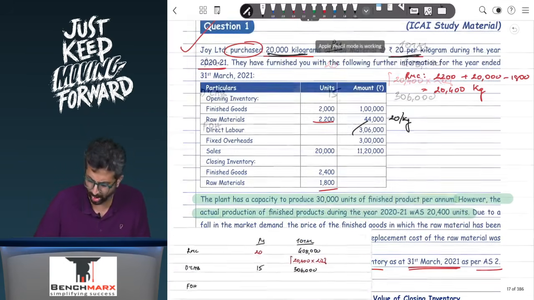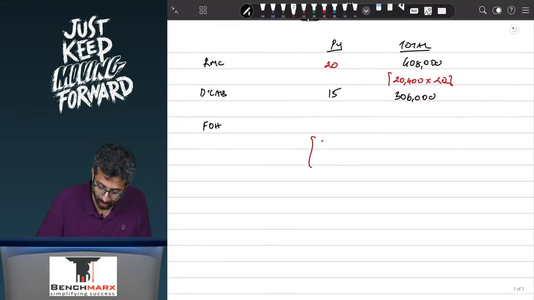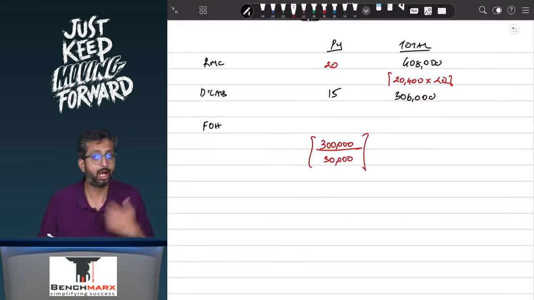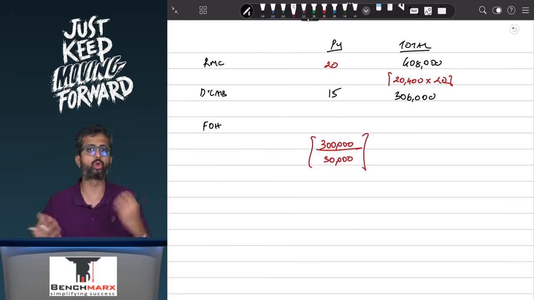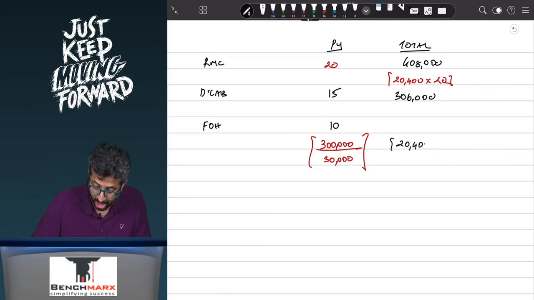When I look at fixed overheads, my fixed overheads are 3 lakhs, but the problem is 3 lakhs will be divided for the absorption rate by the normal units or actual units, whichever is higher. So this is 30,000. Remember, for variable or for labor, you don't do that. That is incurred only for the actual units. However, fixed overheads are actually period cost, and hence to find the cost per unit, you divide it by, let us say, 30,000 or 20,400, whichever is higher, and hence that is equal to 30,000. So this is 10. And hence if I were to take 20,400 into 10, that comes to 2,04,000.